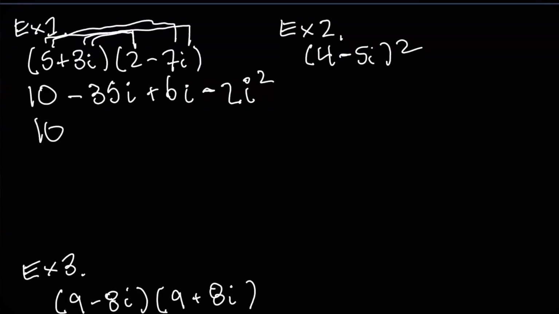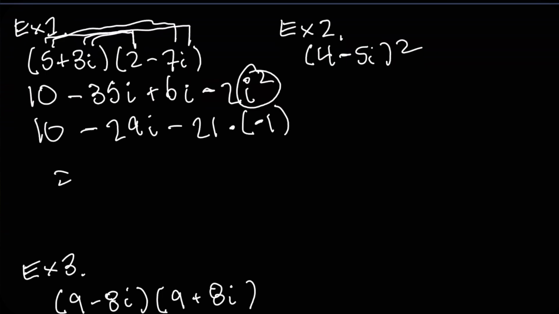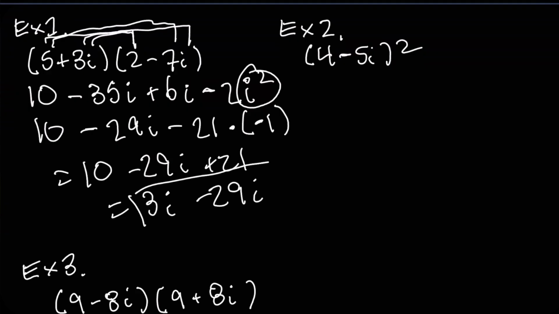We'll have 10 minus 29i minus 21 times, and then if you recall, i squared is equal to negative 1, so we can go ahead and put that in there. And then our result should be 10 minus 29i plus 21, which is equal to 31 minus 29i. All right, example 2.